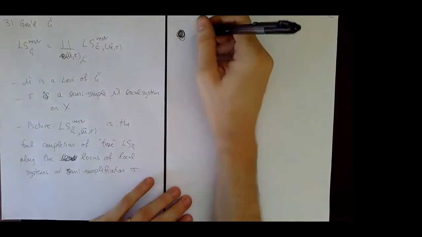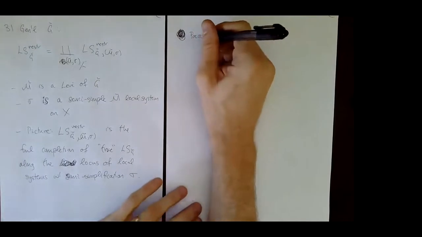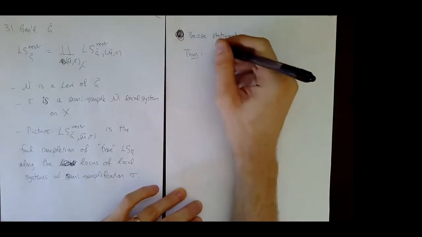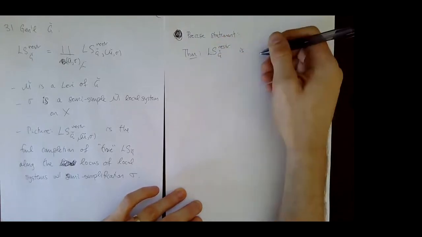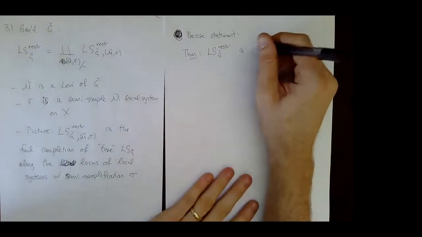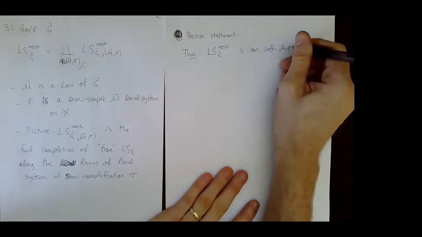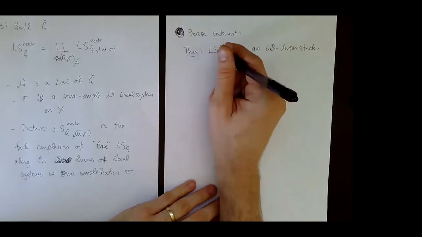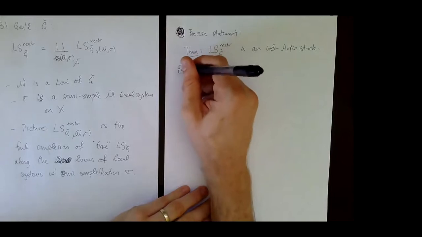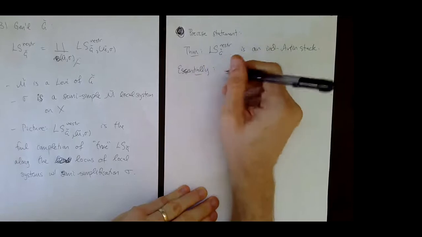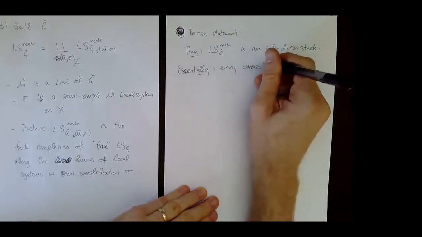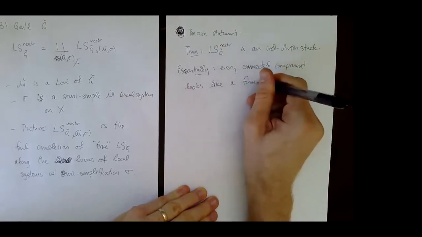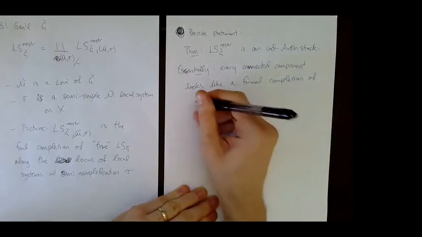So, a kind of precise statement. What I was saying here is a picture, but there's a precise statement, which is that one of the theorems from our paper is that the space locus G-check restricted is an ind-Artin stack, maybe up to a cover. The precise statement is slightly involved, but essentially, for all practical purposes, every connected component looks like a formal completion of one Artin stack and another.